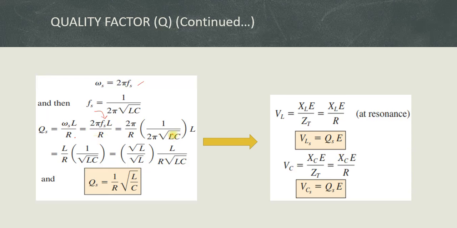So this L and this L cancel, so that the remaining root L is present here. This 2 pi will cancel each other, so that the remaining equation looks like this: Qs is equal to 1 divided by R into square root of L by C. This is another formula to find out the quality factor, in which only the elements R, L, C are known. In the previous case it is omega L divided by R.